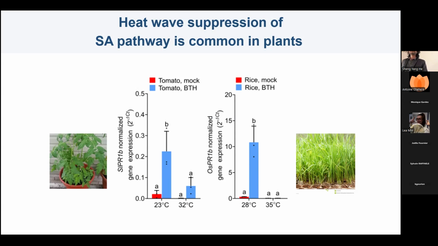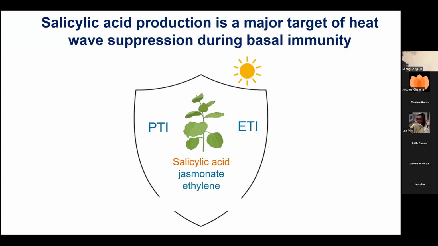There must be a reason. I think you also have to think about natural ecosystem versus the agricultural system. So there must be a role in the natural ecosystem, but it's probably not relevant in agriculture. Anyway, so we think now at least salicylic acid is one of the weak points at the elevated temperature. We should worry about this.